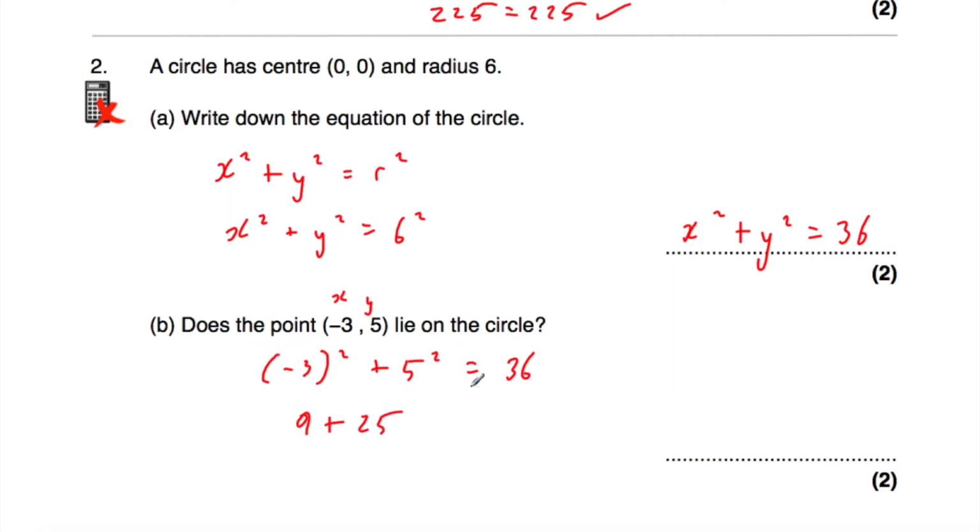So we've got 9 plus 25, and does that equal 36? Well, 9 plus 25 is equal to 34, and 34 does not equal 36. So does the point lie in the circle? No, because x squared plus y squared does not equal r squared, the radius squared, since 34 does not equal 36. It doesn't satisfy the equation.